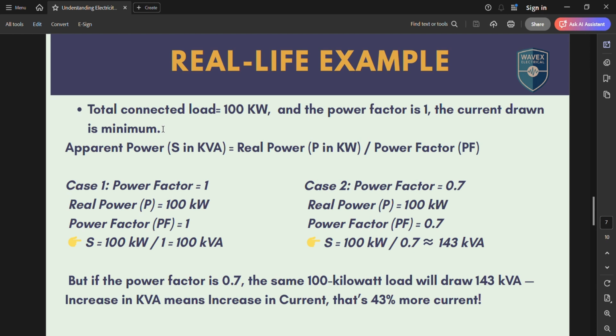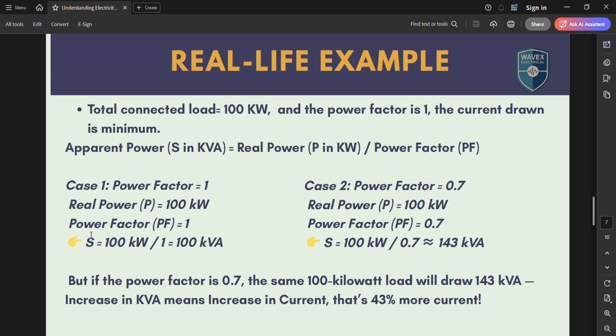Okay, so in this first example, we consider power factor equal to 1. In the second example, we consider power factor equal to 0.7, and we will see what difference we get. So the real power P is what? 100 kW. That is the total connected load. So this much load we connected to the system. So real power is equal to 100 kW.